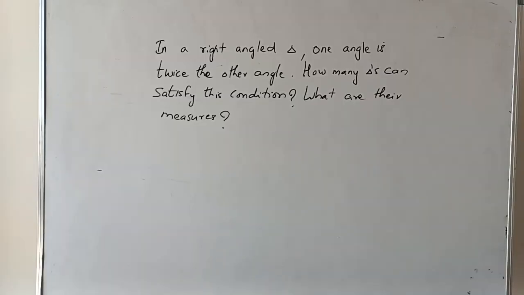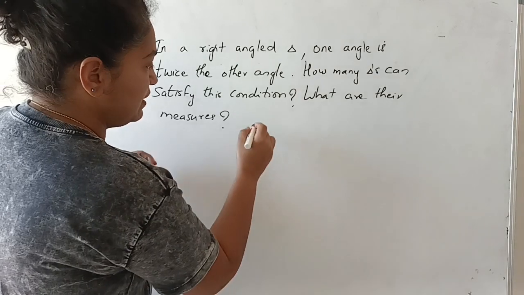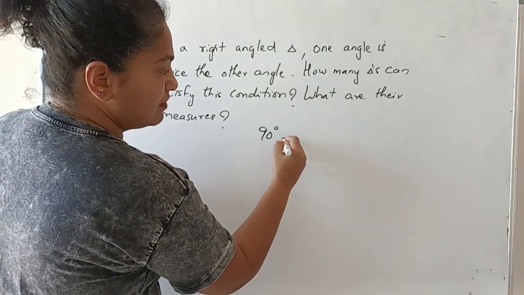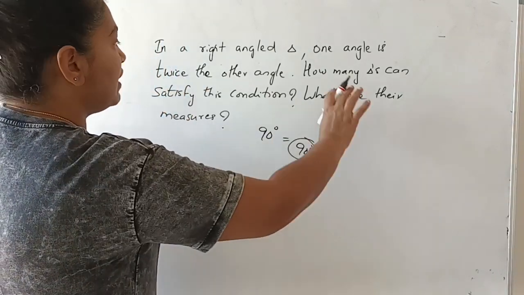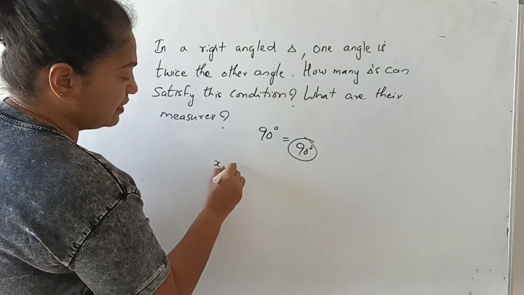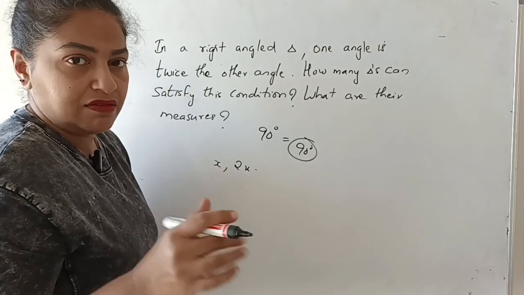In a right angle triangle, one angle is twice the other angle. How many triangles can satisfy this condition and what are their measures? So now the triangle that is given to you is a right angle triangle, which means that one angle is 90 degrees. Now, the sum of the remaining two angles is 180 minus 90, which is again 90 degrees. Correct? One angle is said to be twice the other angle. So suppose one angle is x, the other angle is 2x. Correct? How many triangles can satisfy this condition?